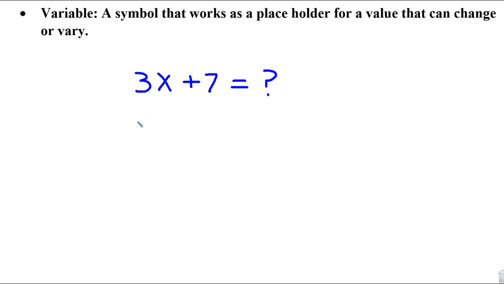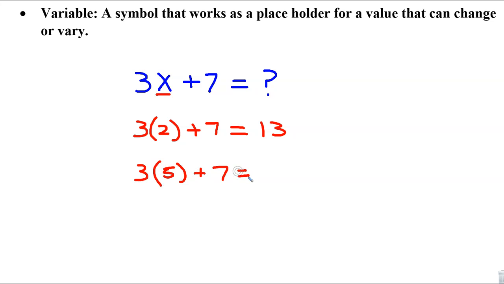But if I had a specific value for that x, like a 2, we know it's equal to a 13, something we've done before. Or if I change that value again, so we could say 3 times, let's say 5 plus 7, I'd get something completely different, depending on what this value is. 15 plus 7 would be 22. So that's the idea of a variable, it's a placeholder where we can fill in any value we want for that variable.